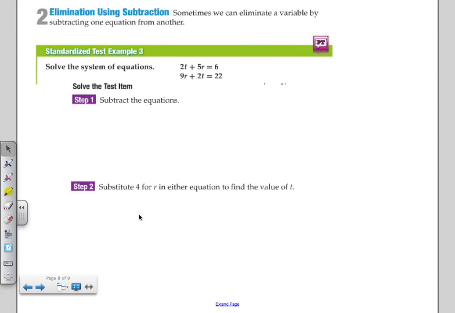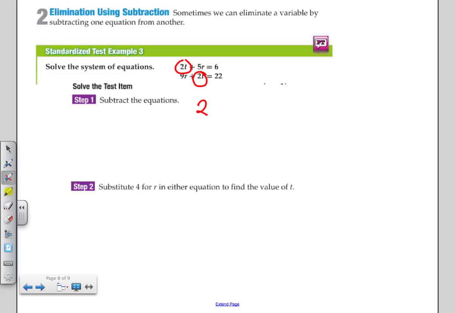All right, elimination using subtraction. Sometimes we eliminate a variable by subtracting instead of adding, okay? So here we have the system of equations: 2t plus 5r equals 6, and 9r plus 2t equals 22. Well, if I subtract these two, I can eliminate a variable and its coefficients. Let's see how that works.